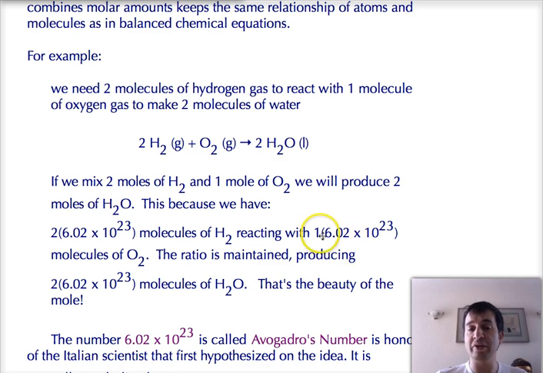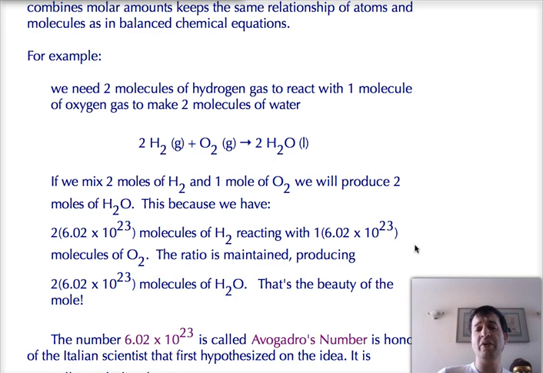If we were just to cancel out the 6.02 times 10 to the 23rd here and here, that would give us 2 to 1, which is exactly what we have in the chemical equation. Because the ratio is maintained, we are going to produce 2 moles, or 2 times 6.02 times 10 to the 23rd molecules of water. And that is really why we use the mole. This is all about preserving those ratios and being able to work with large amounts of a substance.